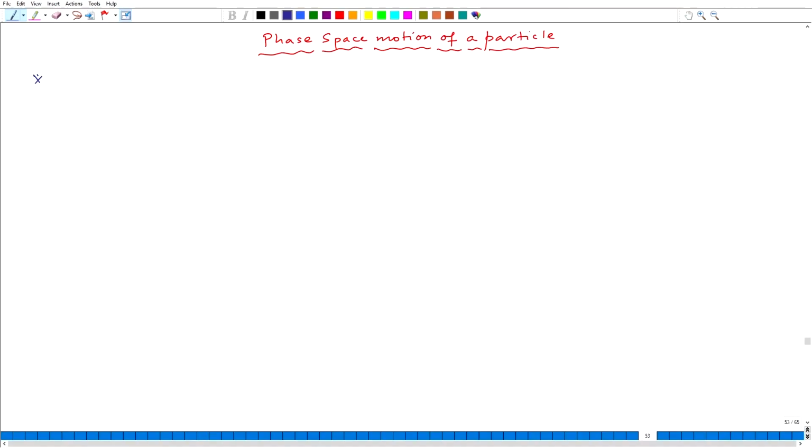Hello and welcome to another lecture of classical motion of a single particle. In this lecture, we simply continue our previous discussion on phase space and phase space trajectories, and finally, the concept which I introduced, that is the concept of fixed points. Okay. So, first we start with phase space trajectory.